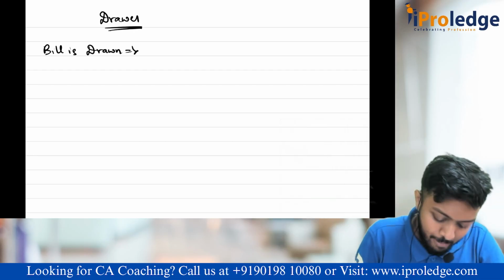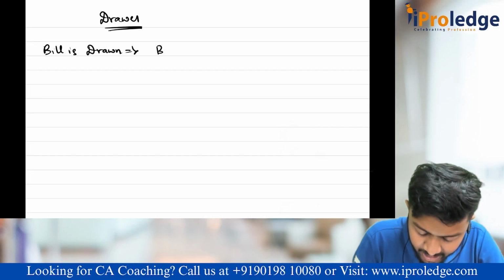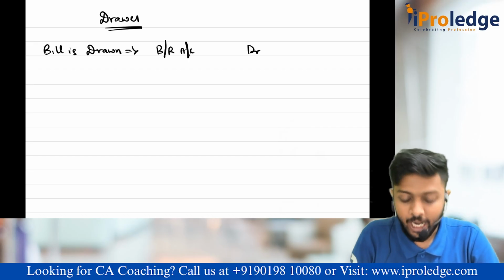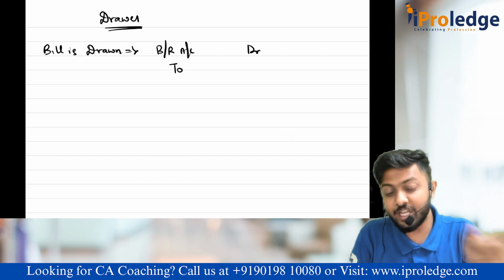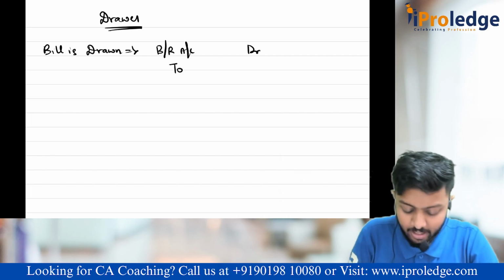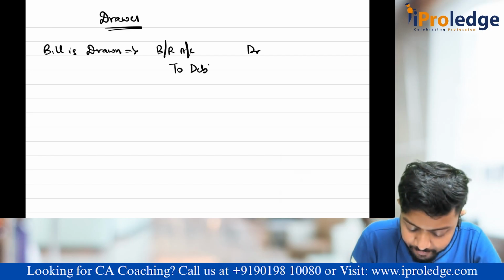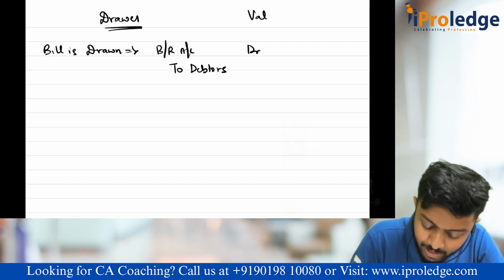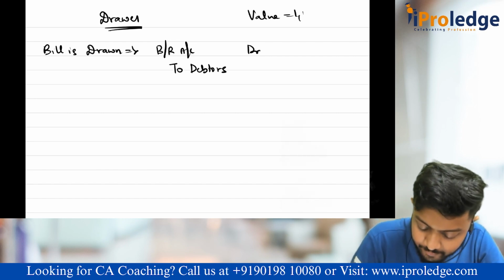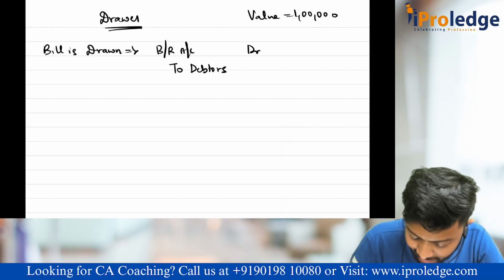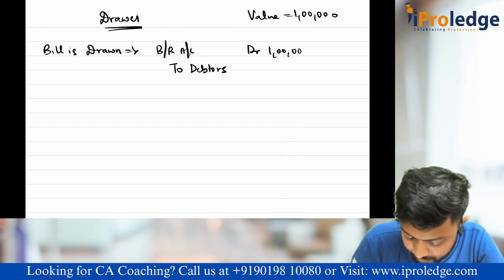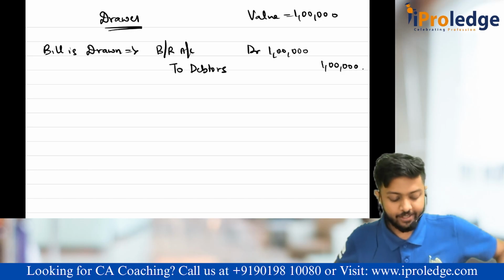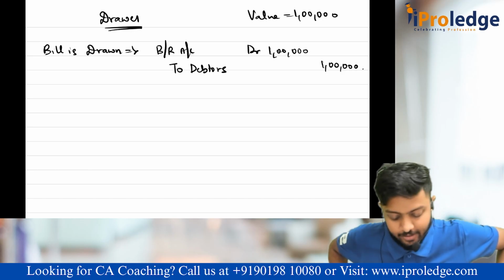So what will we do? My bills receivable is an asset which is increasing, so bills receivable account debit, because asset increasing, debit. Second, what is decreasing? Debtors is an asset which is decreasing, so I am crediting debtors. Credit. Let's assume the value of the bill is 1 lakh. Okay, done. Bill is drawn.